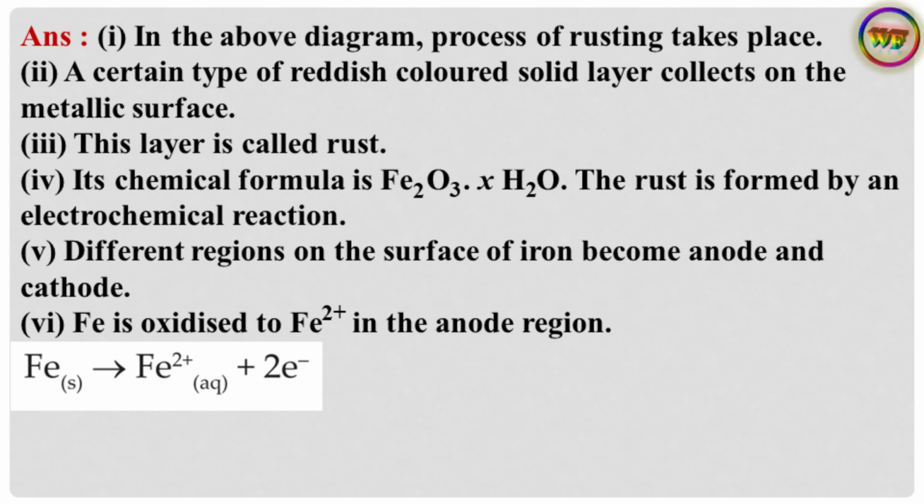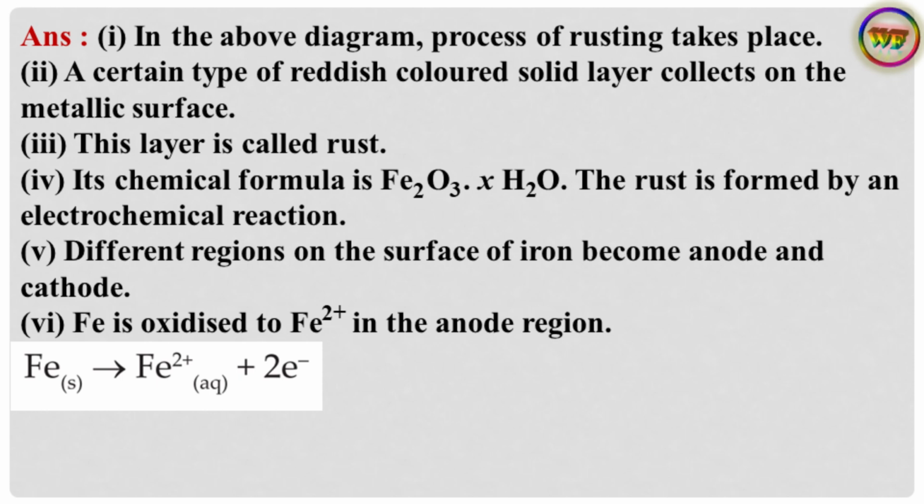Answer. Point 1. In the above diagram, the process of rusting takes place. Point 2. A certain type of reddish-colored solid layer collects on the metallic surface. Point 3. This layer is called rust. Point 4. Its chemical formula is Fe2O3·xH2O, iron(III) oxide times water. The rust is formed by an electrochemical reaction.